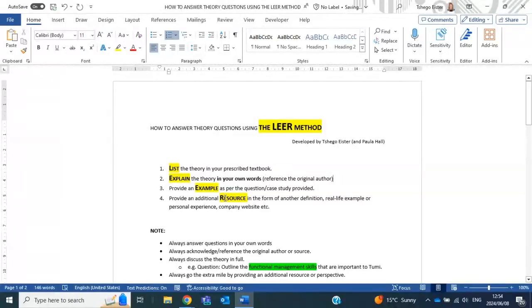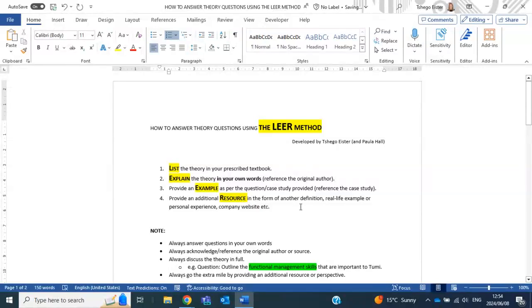Then you will provide an example as per the question or the case study that is provided. And also, please do not forget to reference the case study. That is when you are using those examples from the case study, and then provide an additional resource.